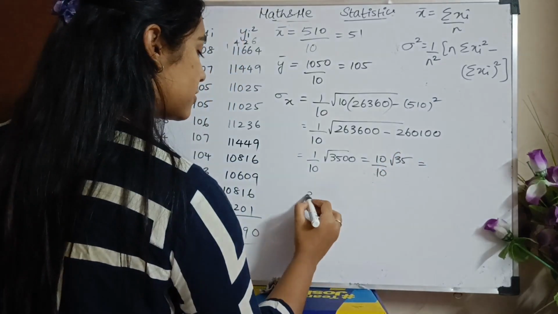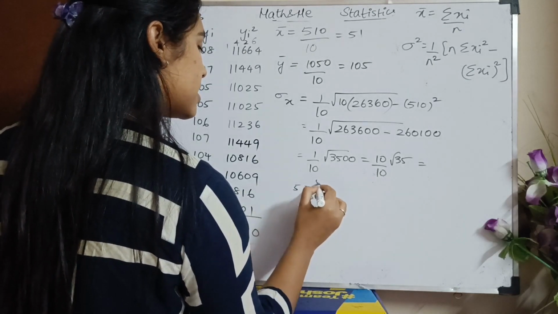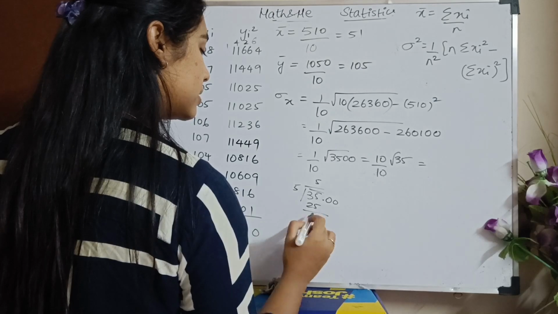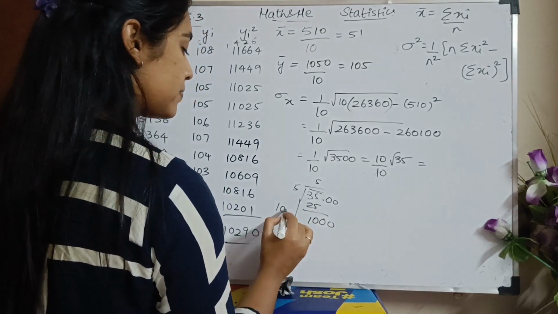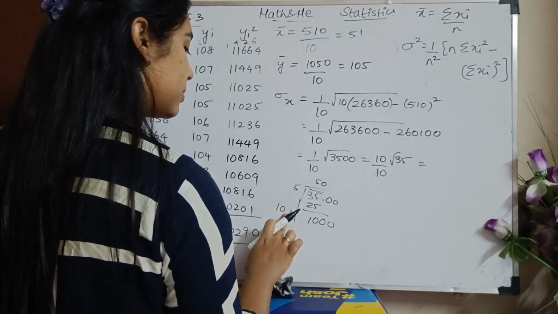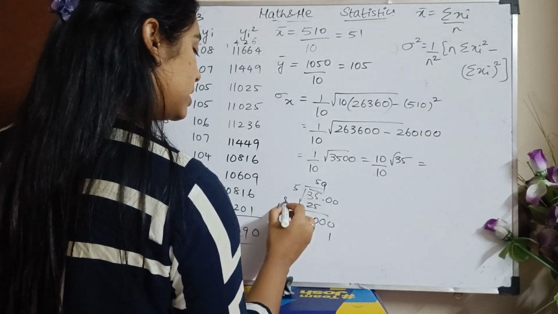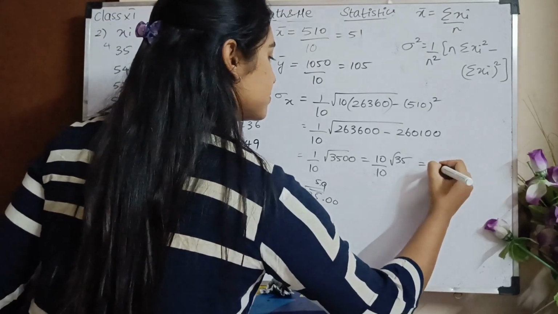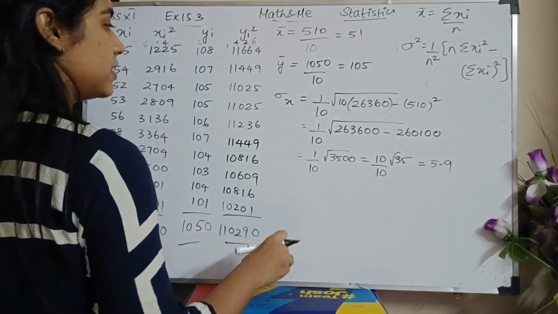So what is square root of 35? 6, 6s are 36. 5, 5s are 25. 5 2s are 10. What can we do? 100 is not possible. 9, 9 9s are 81. 9 1s are 9. So it will be 5.9. So 5.9 is root 35. This is my first standard deviation.